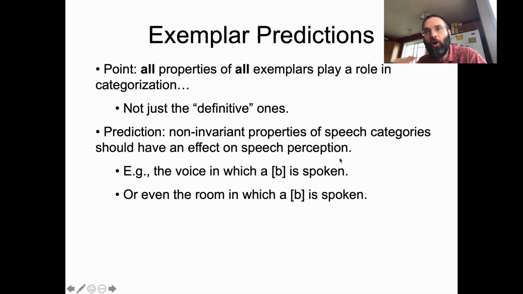We normally think about how to define speech segments in terms of the properties that are supposed to canonically define it. So we think about a B as closure of your lips with voicing to prevent air from flowing out through your mouth. But your actual experiences of a B involve a lot more than that. They involve who's speaking. They involve the context, the speech sounds in which that B was produced. You can even think about it in terms of the room in which the B was spoken.